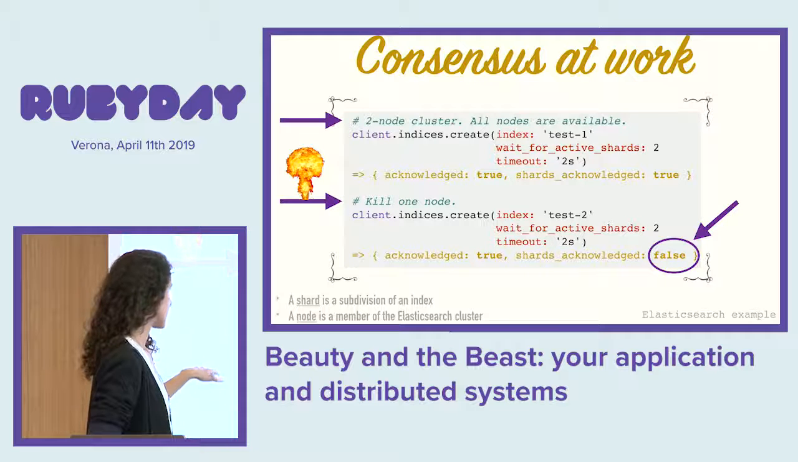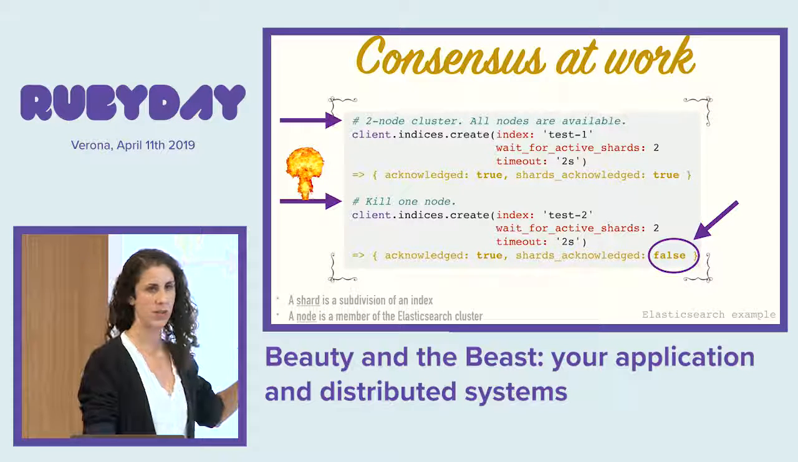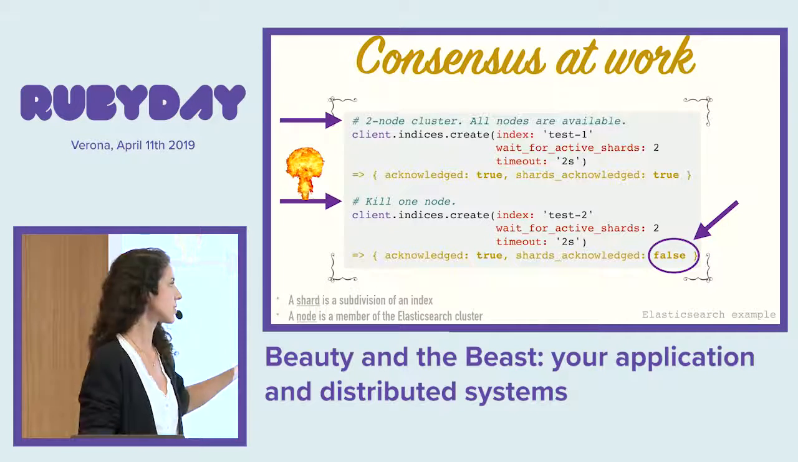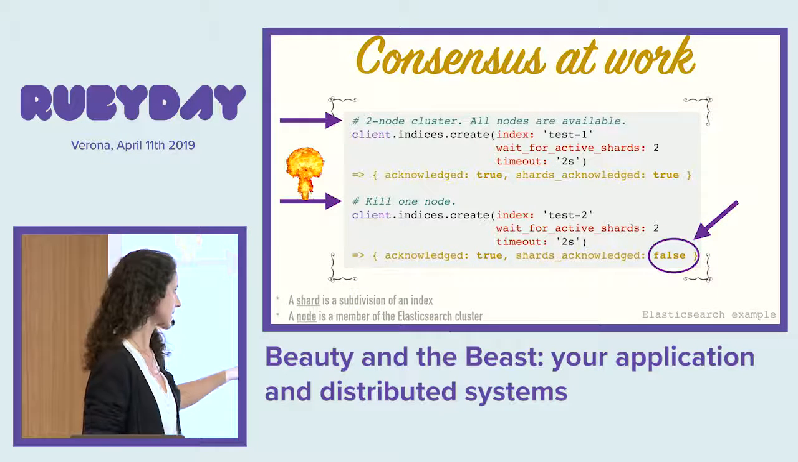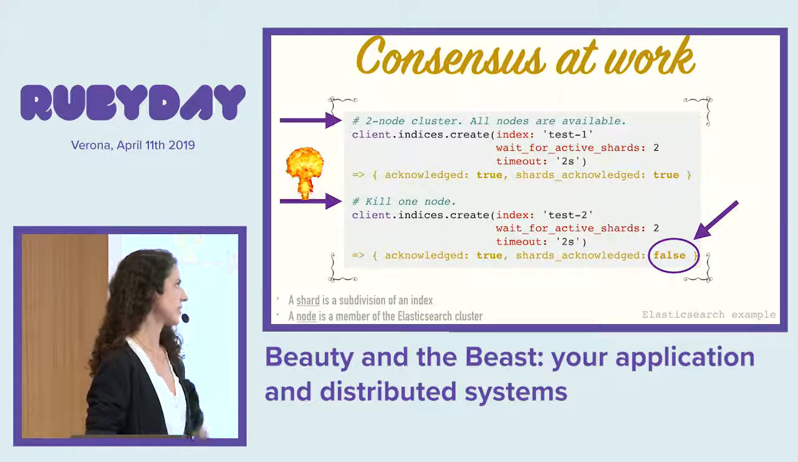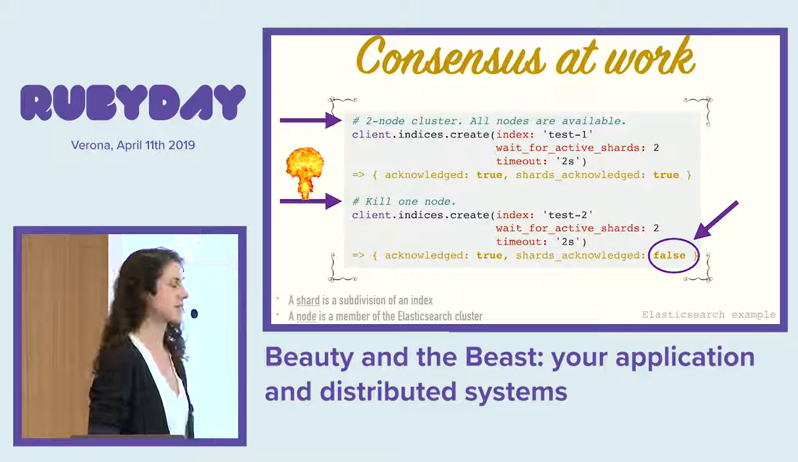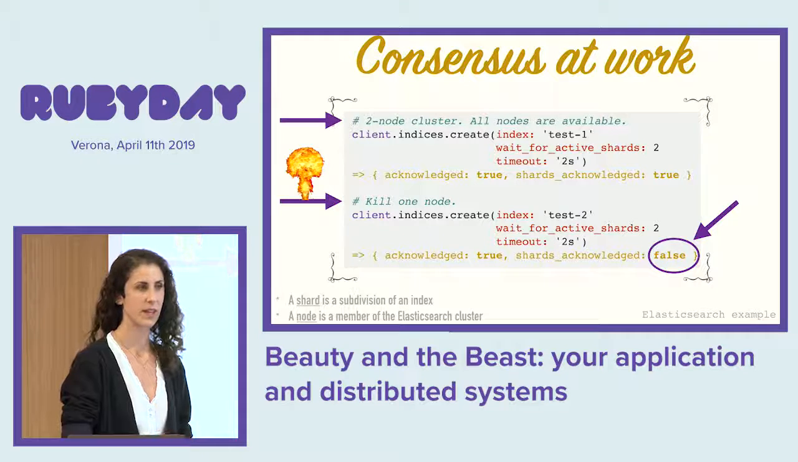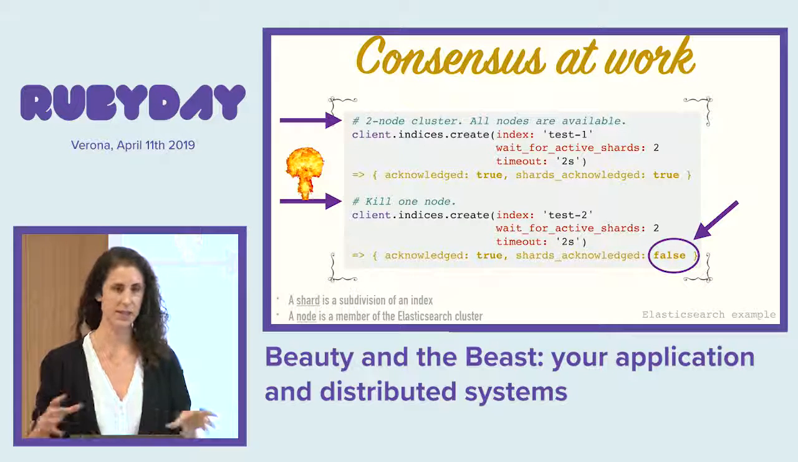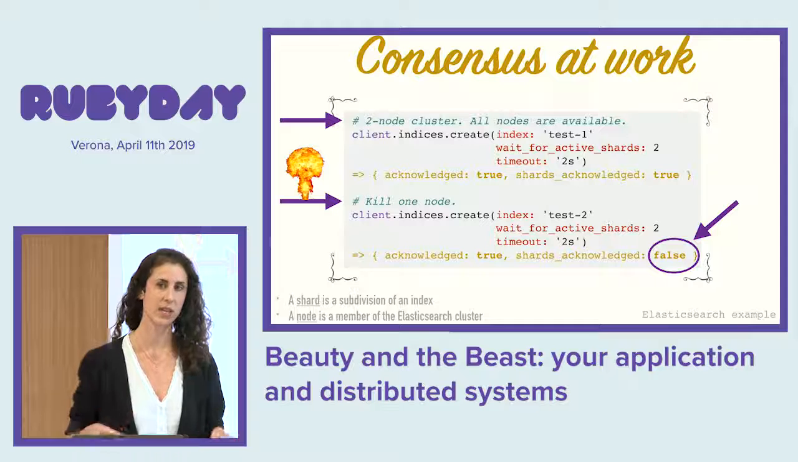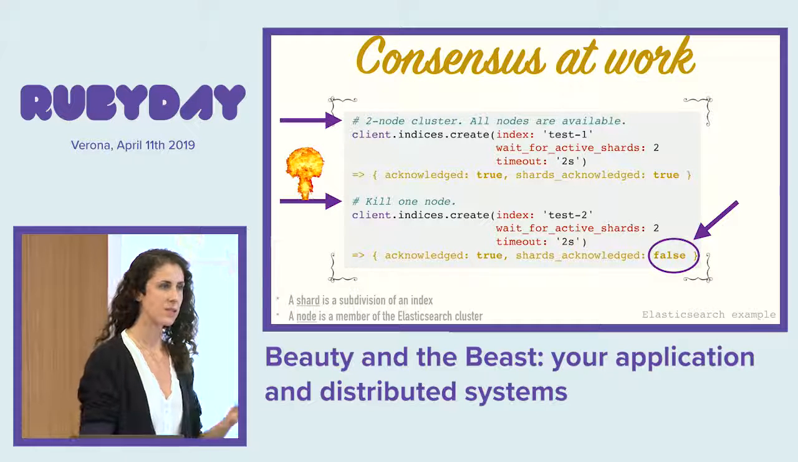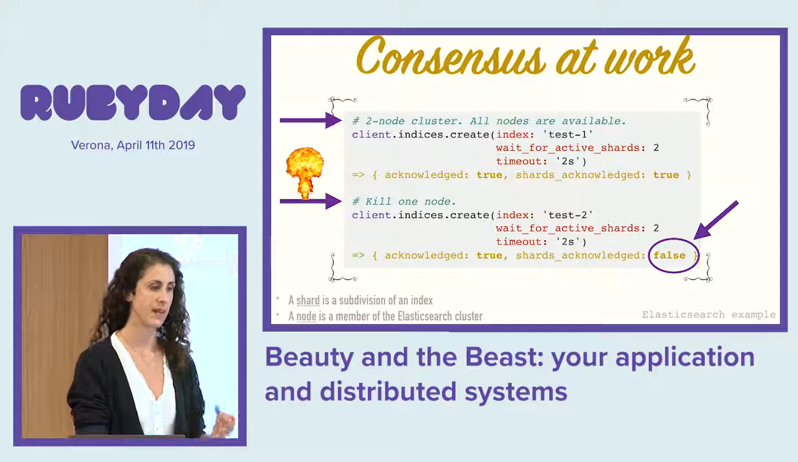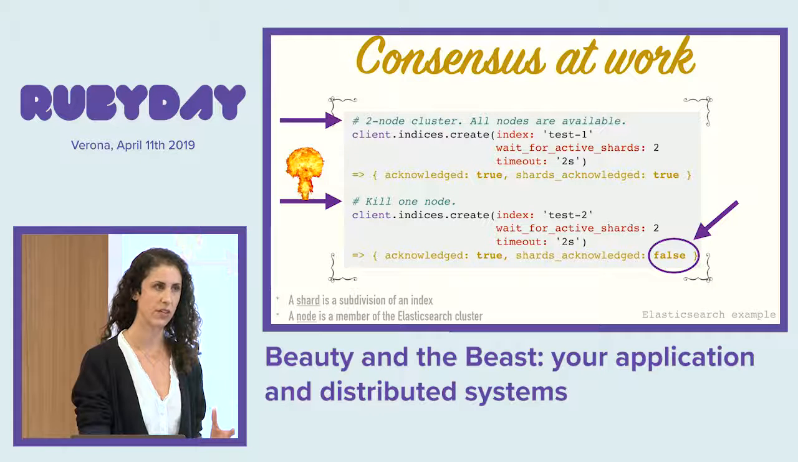In the second example, I've killed 1 node before I do this write. So I do a similar write. I create an index, test2, same thing, wait for active shards, but I get a response back saying the shards acknowledged false. And so the point of me showing you this is that consensus is something that exists in the distributed system. The communication between nodes allows the distributed system to adapt or notify each other of changes.